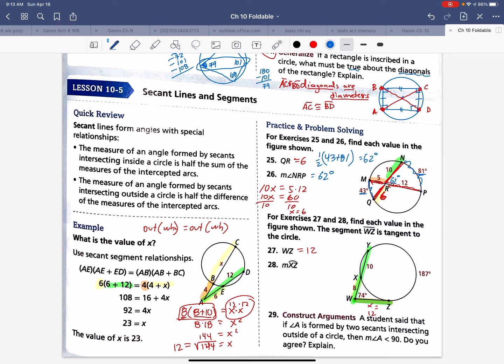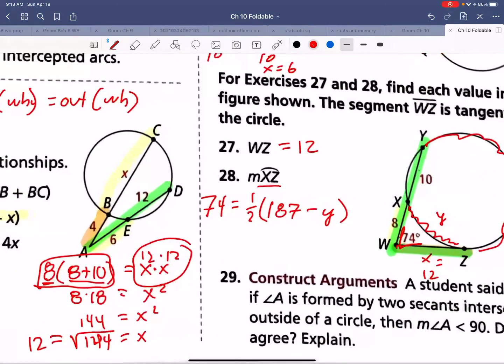Now the other formula is, instead of add the 2, we subtract. So we take the big arc, 189, minus the little arc. This would be XC, so we can call that Y, because it looks like I've already used the letter X, so we'll call that Y. Big arc minus little arc, and then we'll cut that in half. And it has to equal the angle on the outside. Well, they already gave us it has to equal this angle, 74. So we've got to do a little bit of algebra.